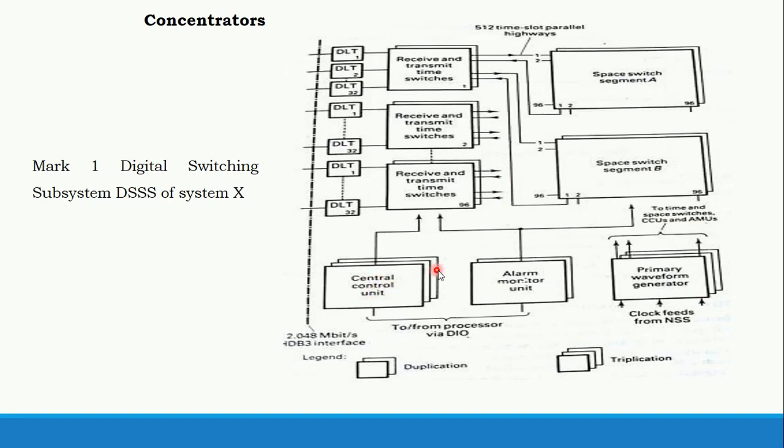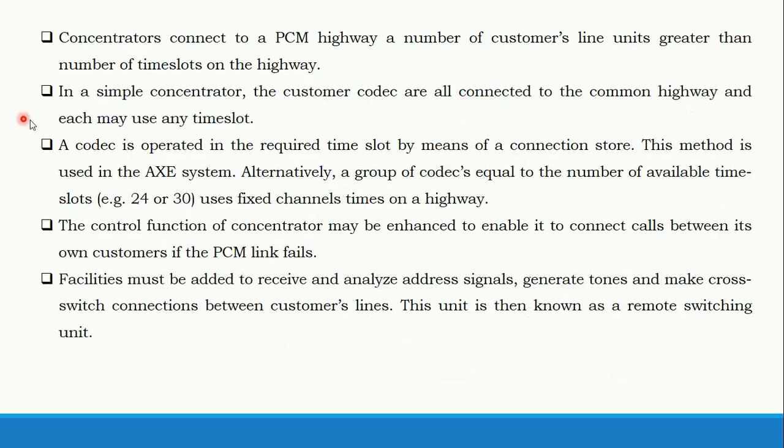It is triplicated. And if something happens to any switch, you have an alarm monitor unit, which in turn has an input via DIO, that means digital IO devices. And to operate any switch we need a certain waveform generator which will be having the clock feed from NSS, and it is connected to the primary generator, which is having the time slots. So usually everything is connected to the concentrator. So the same thing is explained here.